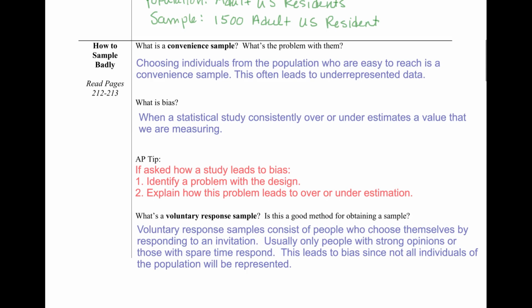The other people who always respond to surveys are AP Stats teachers, because we feel like it's our duty. So yes, I always fill out surveys because I feel like I'm contributing to the data, and I probably should. So just so you know. But definitely voluntary response samples are not the best way to do sampling. All right, let's look at some examples on the next page.